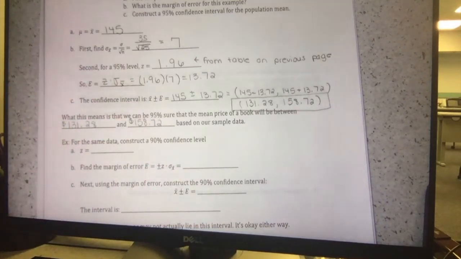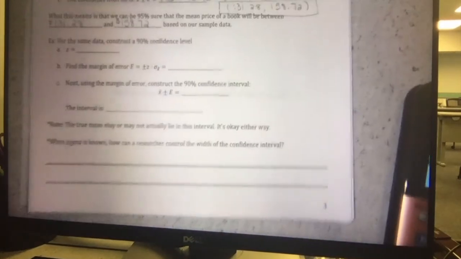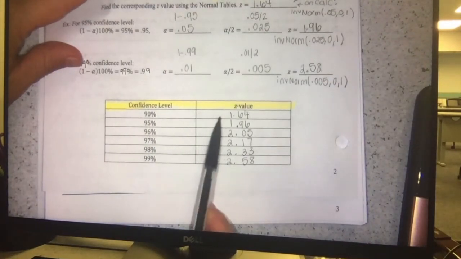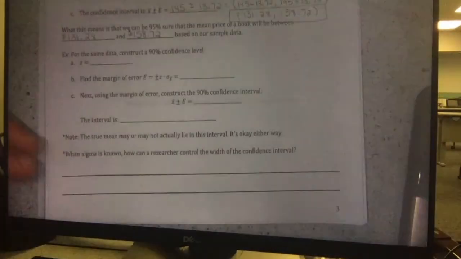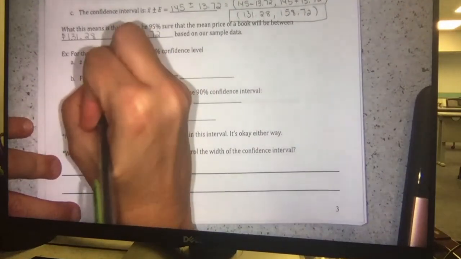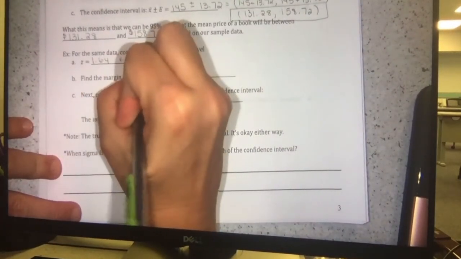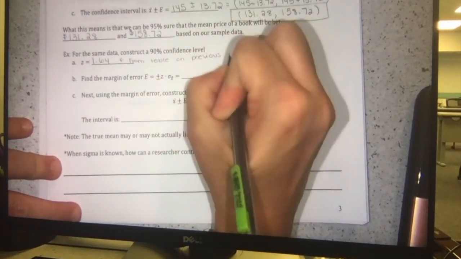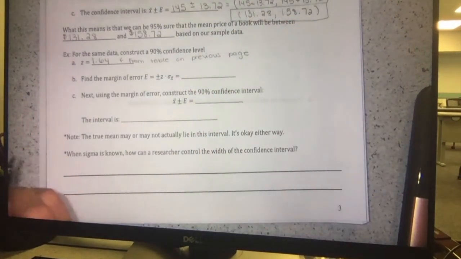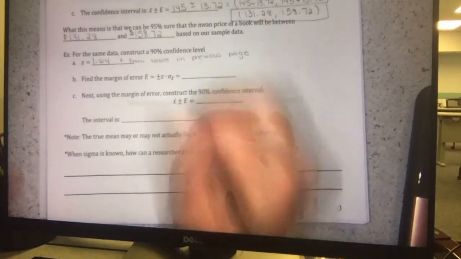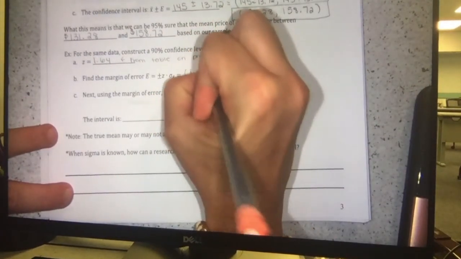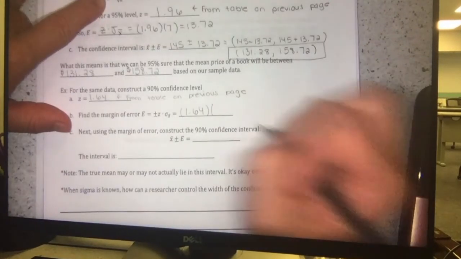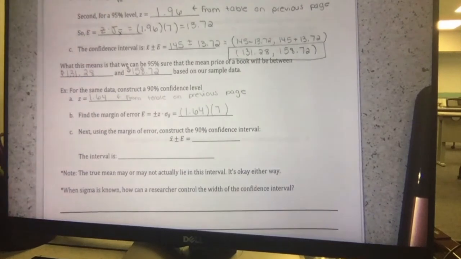So that was for 95% confident. Let's do the same thing for 90% confident. This time, if we're 90% confident, we have a different z value. 90% means our z is 1.64. That's from the table on the previous page. Find the margin of error, which is taking that z value of 1.64 and multiplying it by our sampling standard deviation, which we found up here to be 7. It's still all the same data, so it's still going to be 7.